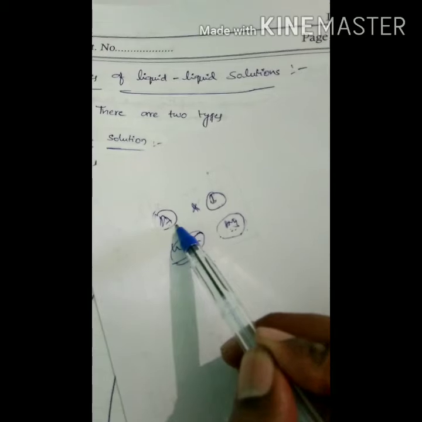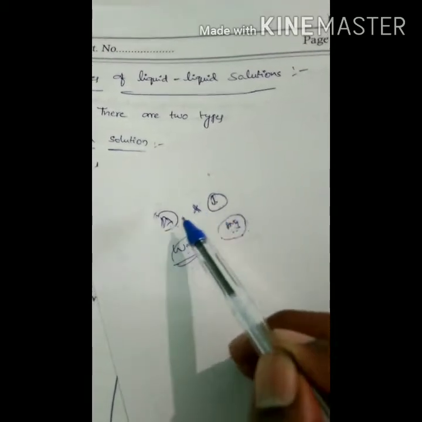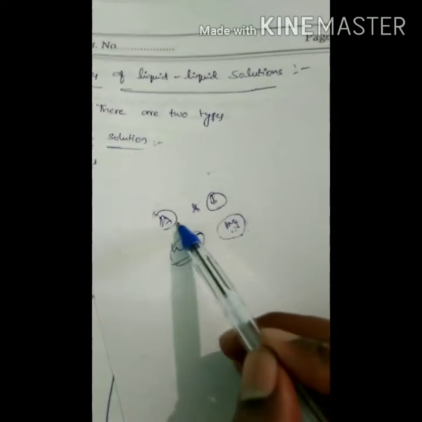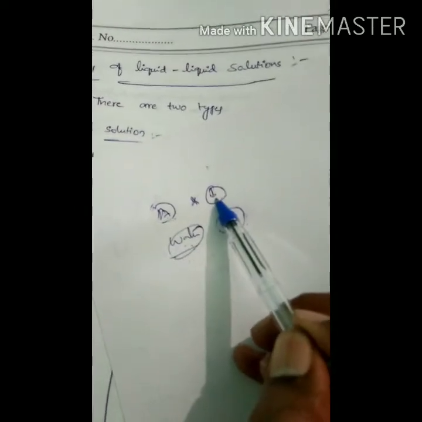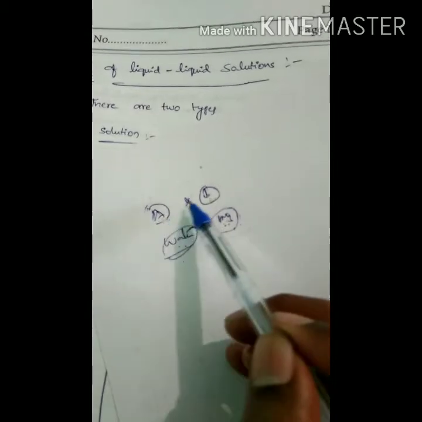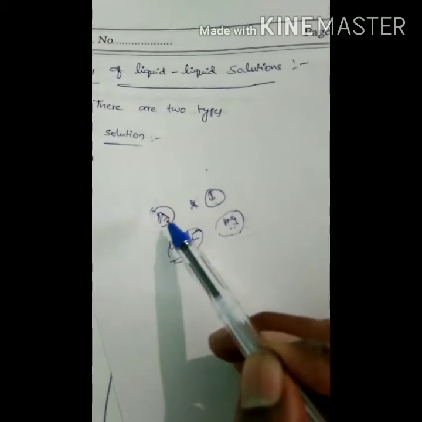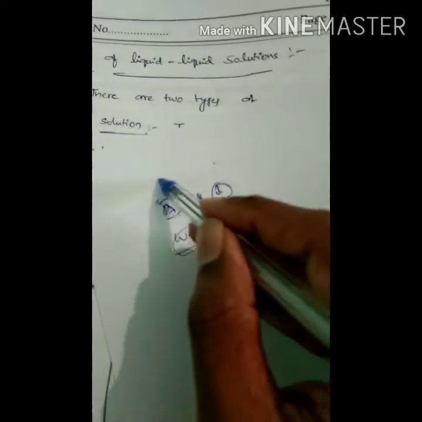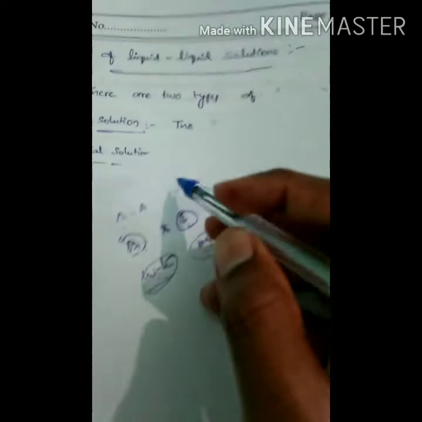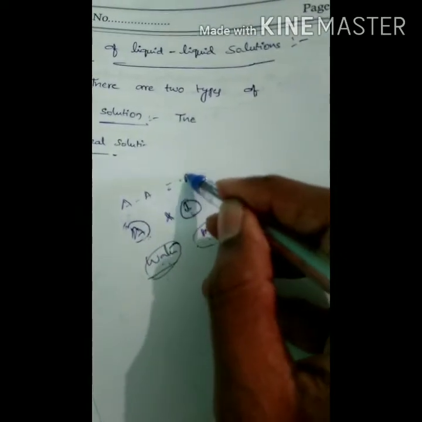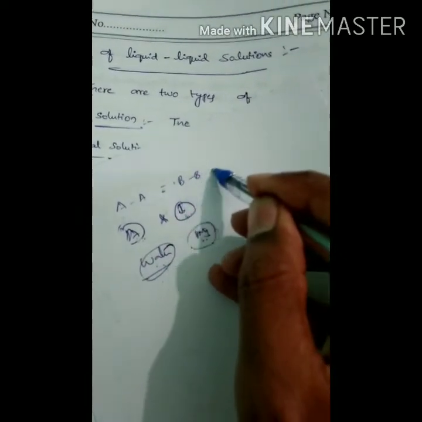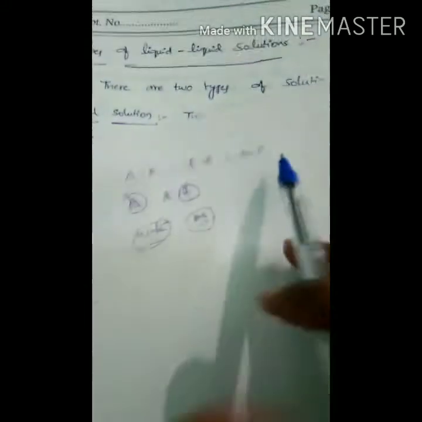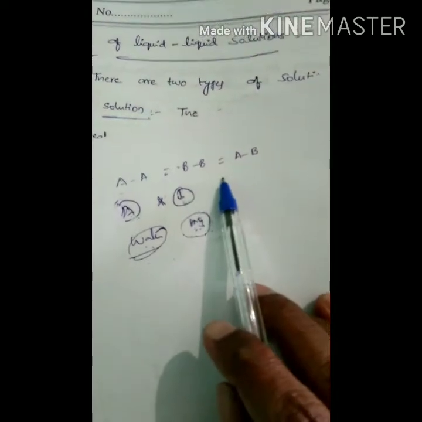When A is mixed with B, then also attraction forces are present between A and B. Here the point is that those attractions are also equal to those in the individual molecules of A and of B. That means the attraction forces in AA molecules are equal to the attraction forces in BB molecules, which are equal to the attraction forces present in AB molecules. Such solutions are called ideal solutions.